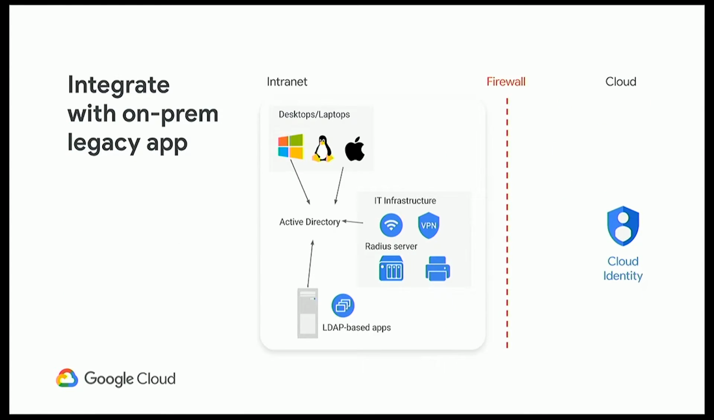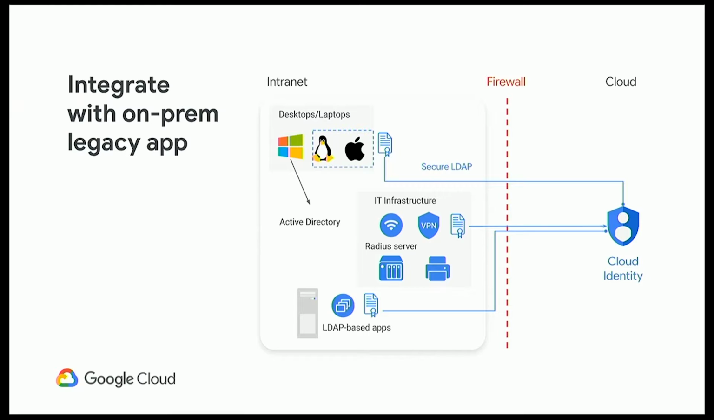Okay? Now let's look at a pictorial representation, right? So this is the most simplified version of an on-premise infrastructure, right? So you have some applications there, you have IT infrastructure like VPN servers or RADIUS servers, network attached servers, and then printers and things like that. And also you have desktops. So traditionally, they all connect to Active Directory or one of your LDAP directories like OpenLDAP. So what you can do using SecureLDAP is go to those applications, and onboard these applications into Cloud Identity within minutes. You'll be able to see in a few minutes.